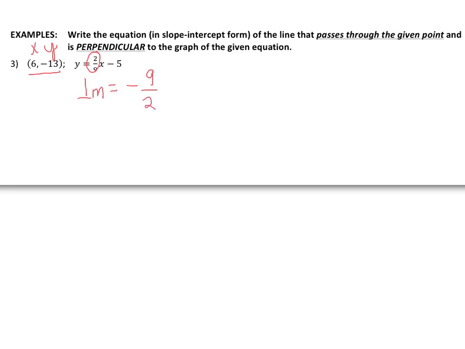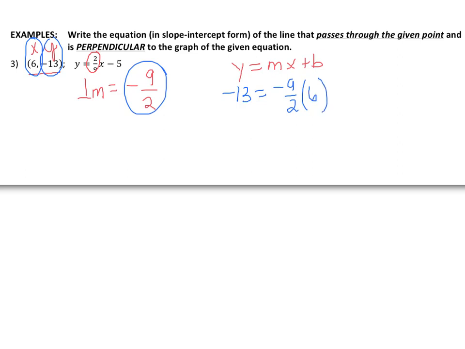Well, as long as I have a point and I have a slope, then I can write the equation for my line. Remember, let's start with y equals mx plus b. And let's put in what we know. We know that y is negative 13. So let's put that in place of y. We know that m of our new line is negative 9 over 2. So put negative 9 over 2 in place of m. And then our x is 6. And the plus b is something that we don't know yet. So we're just going to put plus b.